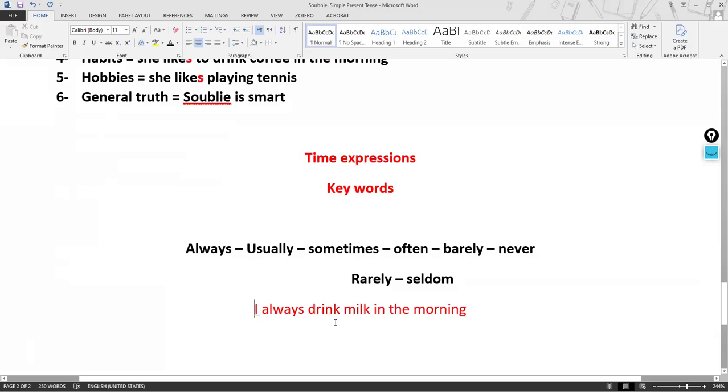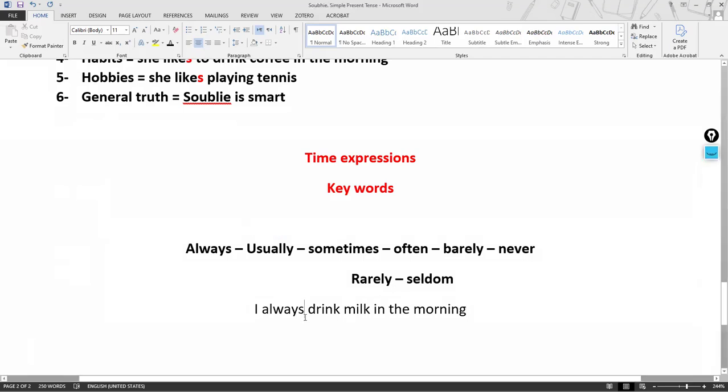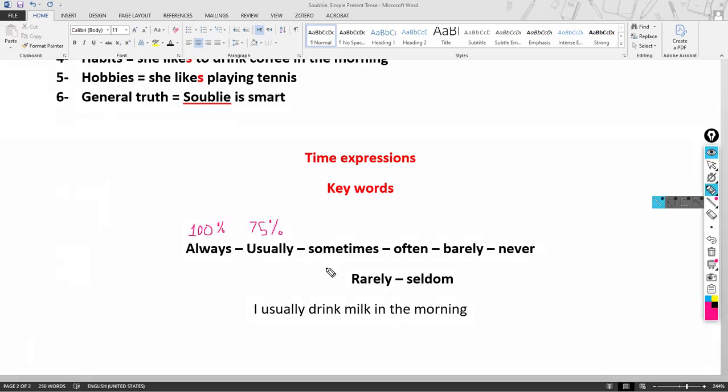Let me change the color because red is only for topics or titles. Now usually is 75%. Now Subhi, if you want to say not I always, but I usually drink milk in the morning, not every day, maybe 5 days a week, or maybe six days a week, but not every day. So this is the difference between always and usually.